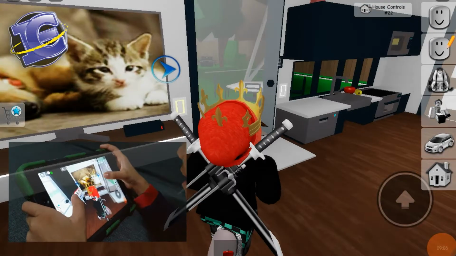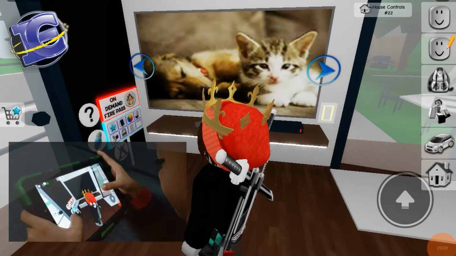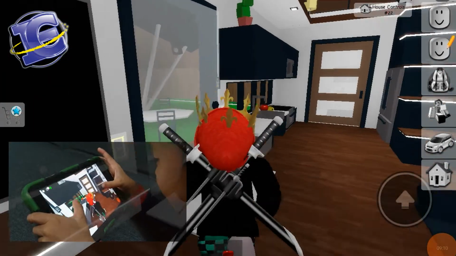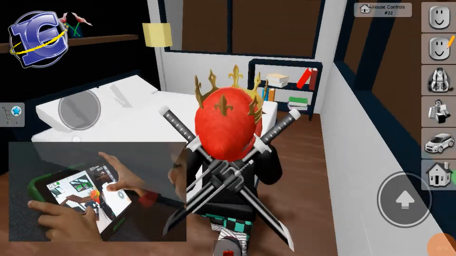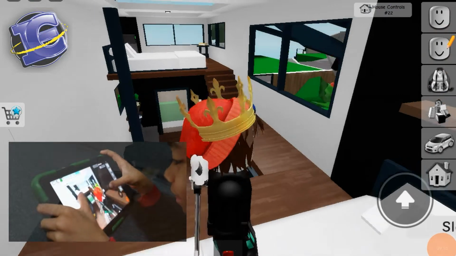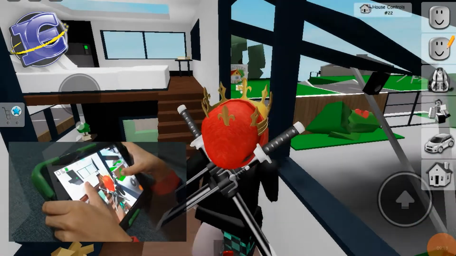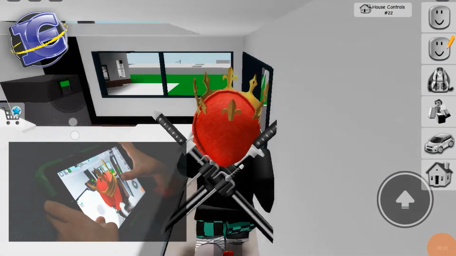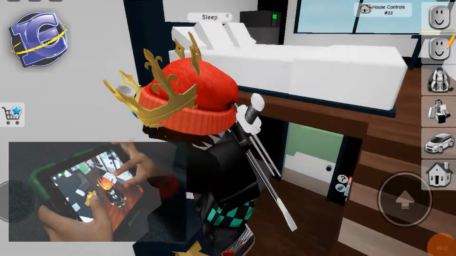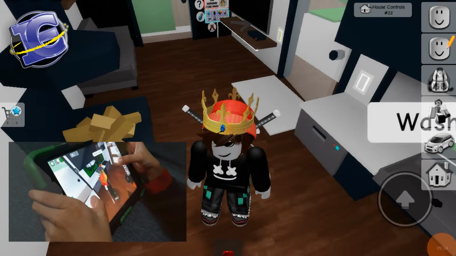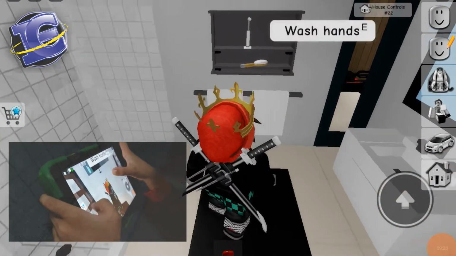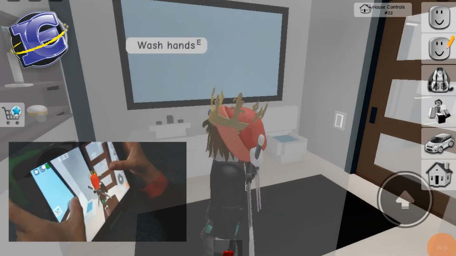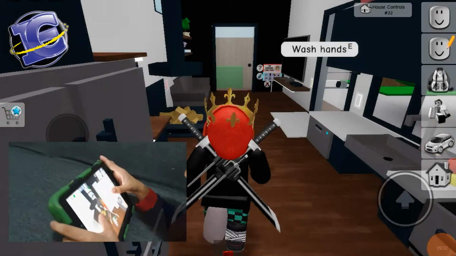And this is my TV. This is my kitchen. This is my bed and look at this. There's money here. And this is the toilet there. That's all. How about the garage?